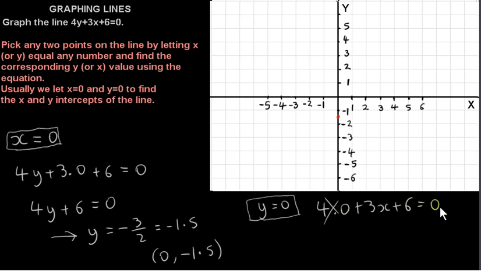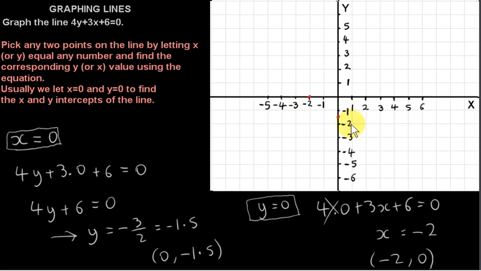So solving this, we get 3x plus 6 equals 0. X equals minus 6 divided by plus 3, which is minus 2. So when x is minus 2, y is 0. So minus 2, 0 actually satisfies this equation. That means that minus 2, 0 is a point on the line. So let's plot that point. Minus 2, 0 is the x-intercept of the line. That is the point where the line intercepts or cuts the x-axis.